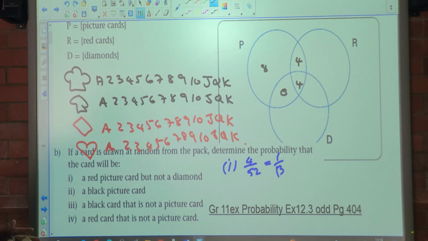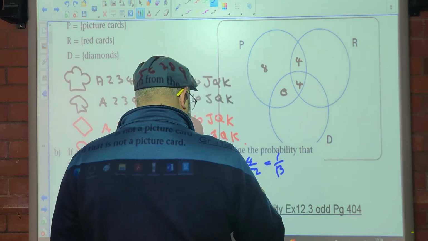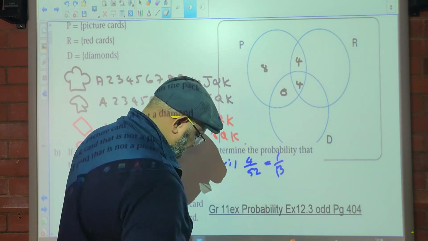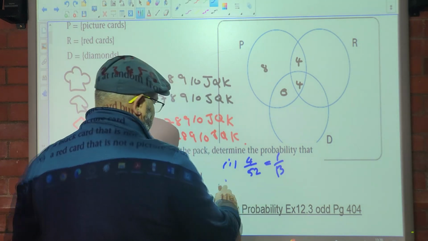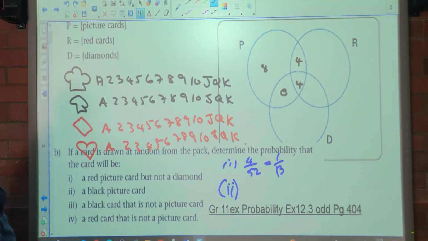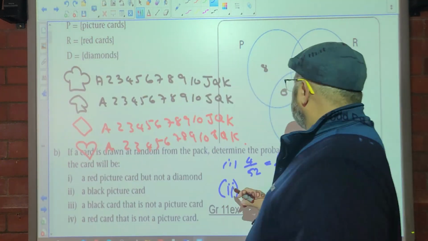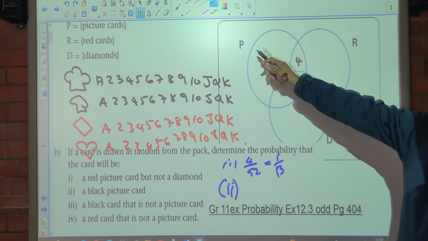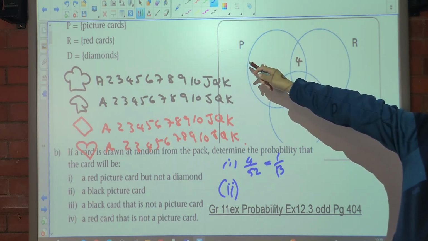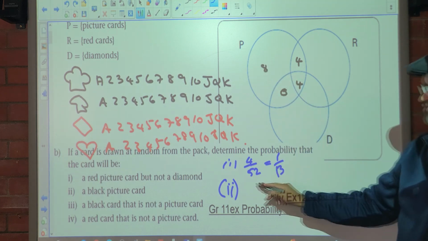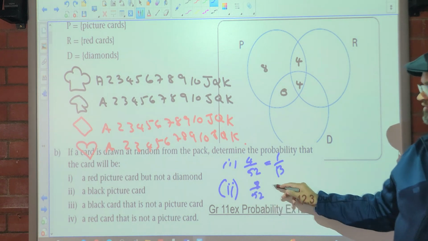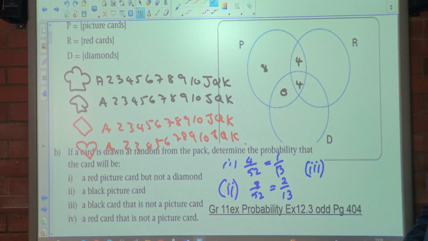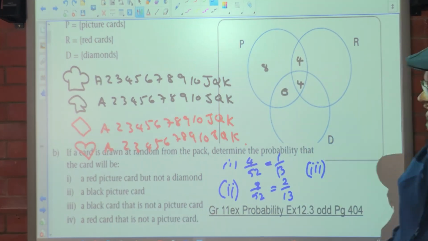Alright. Let's go to the next one. Number 2. A black picture card. So it can't be red. So it must be a black picture, which is 8. So it's going to be 8 out of 52, which is 2 out of 13. Just check if that's correct. Yes, okay. Number 3. A black card that's not a picture card.